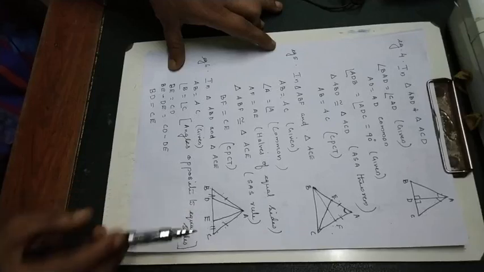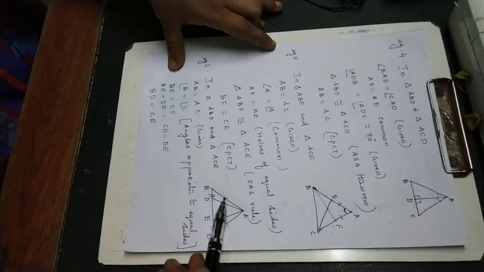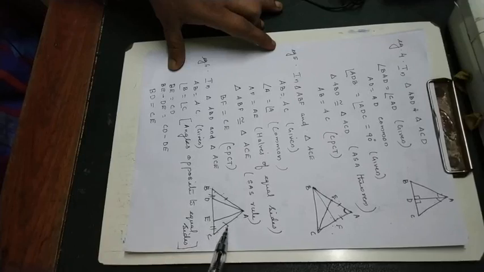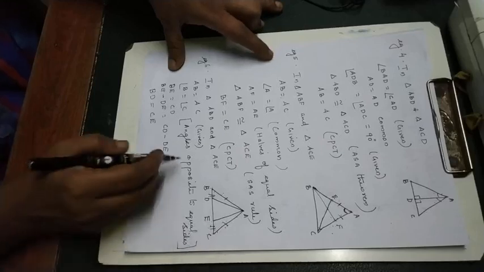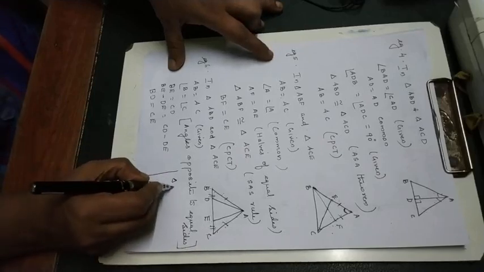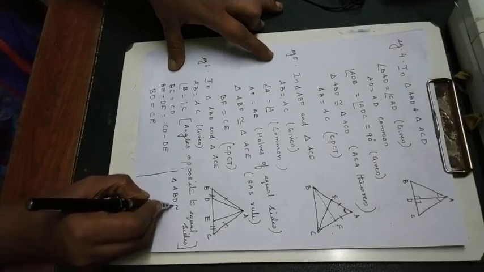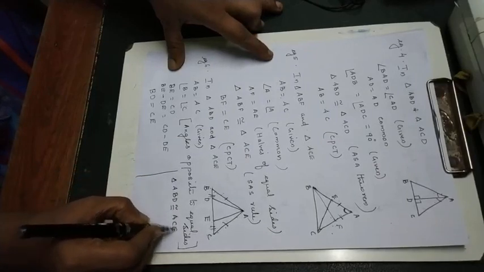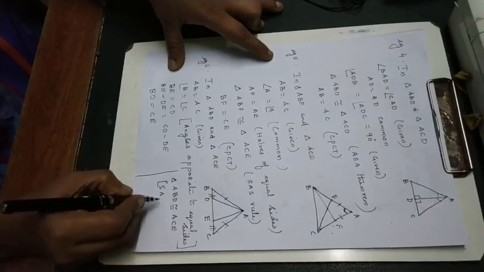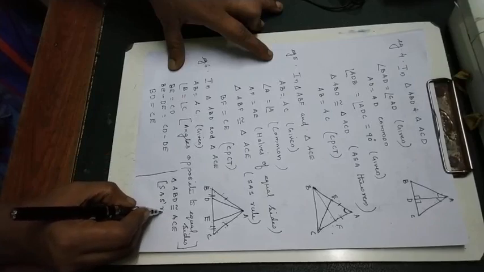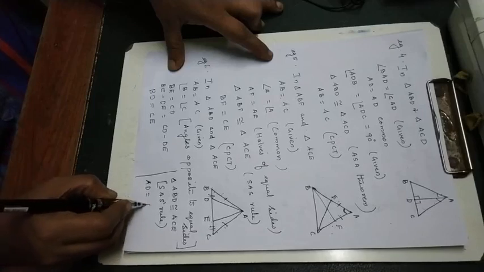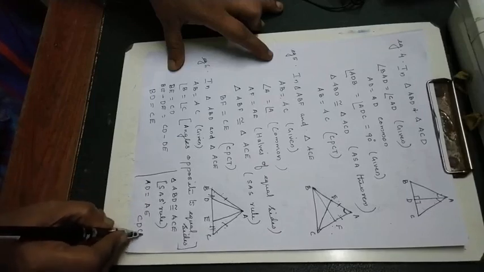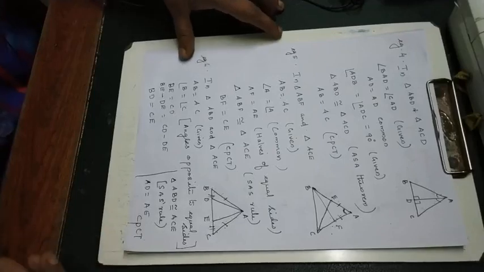Now look at here. In the triangle, one side, included angle and the other side is equal to this side and included angle and other side of the triangle. So triangle ABD is congruent to ACE by SAS rule. So what you have to prove now? AD equal to AE, that is CPCT, that is corresponding part of congruent triangle.